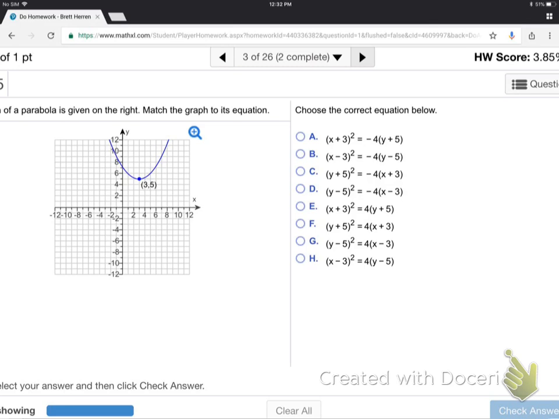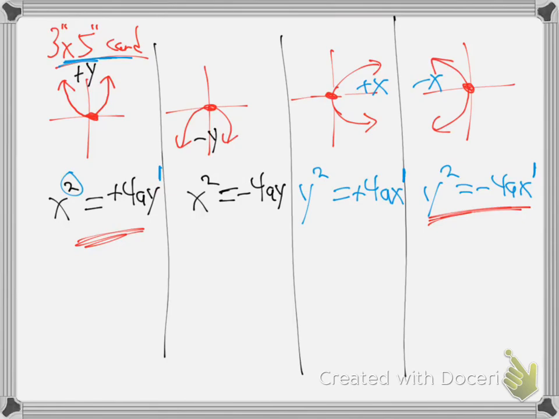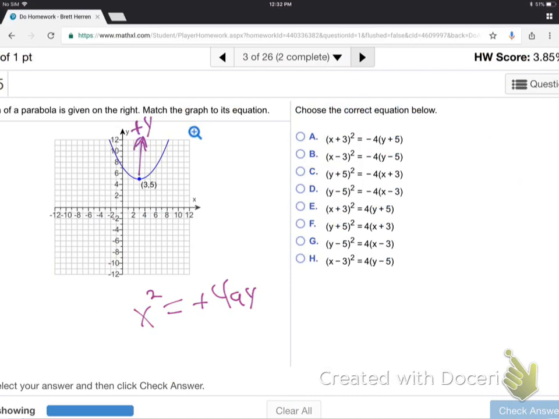So up, down, right, or left. What's this one? It's going up, positive y. So that means it's positive 4ay, x squared over here. Good. You look back at the map. Going up, x squared is positive 4ay. All right, so there we go.